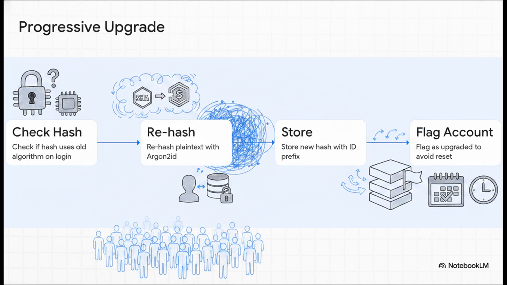First, intercept the user login and check if their account is flagged with the old algorithm. Next, upon successful login, because remember, they literally just gave you their plaintext password right then, you can take it and rehash it right on the spot with Argon2id. Then just overwrite the old hash in your database by storing the new hash with its algorithm identifier prefix. Finally, flag the account as upgraded. That way, active users just naturally migrate themselves in the background over time.